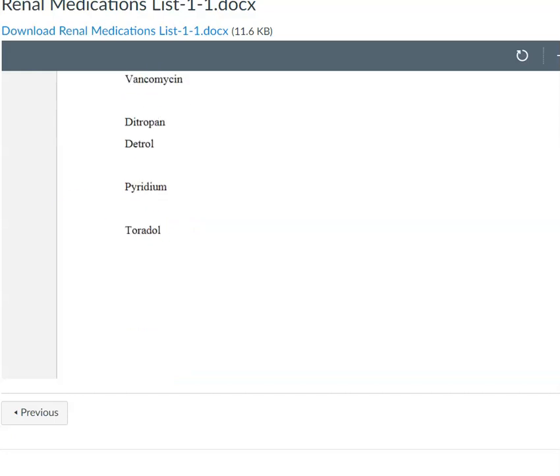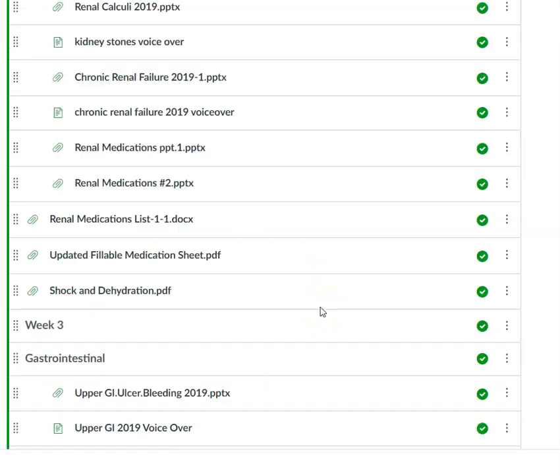But that doesn't mean that you can't look up or know the other meds. There's a renal medication PowerPoint and a renal medications 2 PowerPoint. Make sure you go through those. Make sure that you know those meds also. Those PowerPoints were not made by me, but I also think that they were a pretty good mixture of medications for renal. And like I said, just familiarize yourself with them.